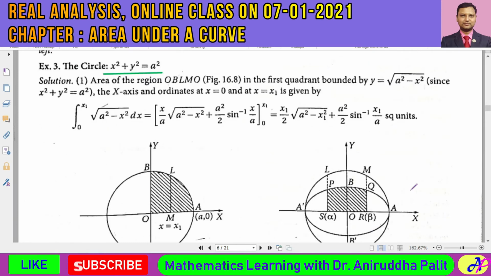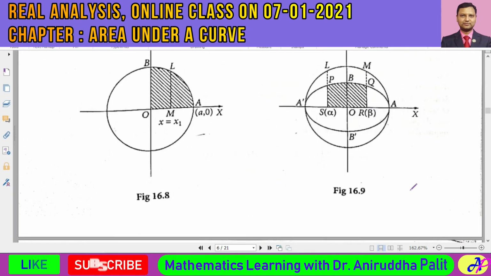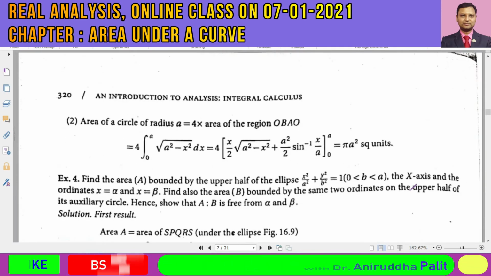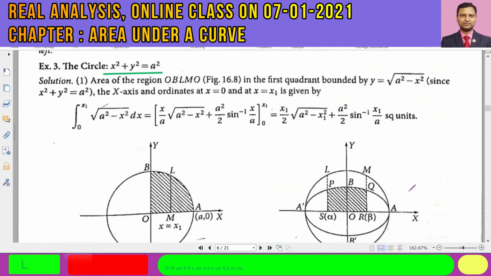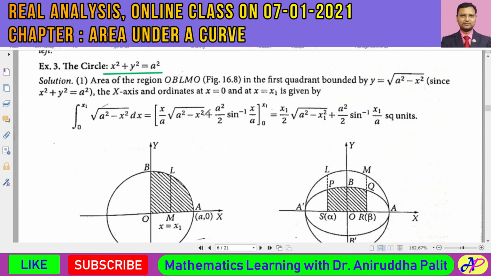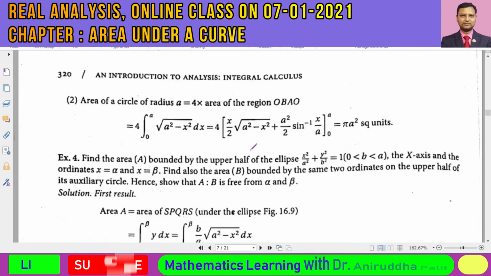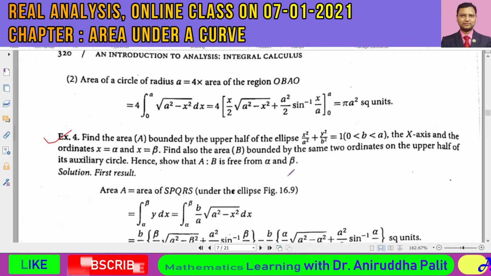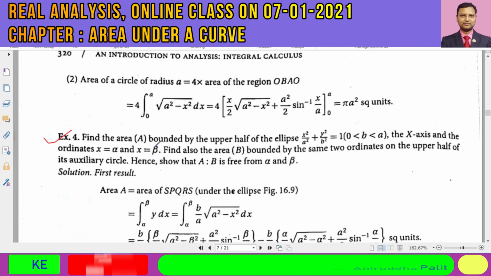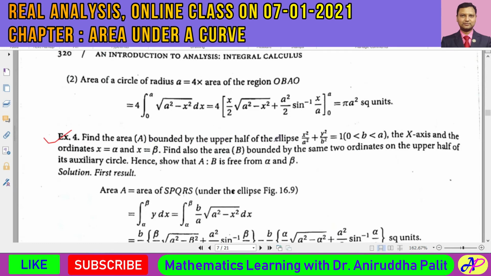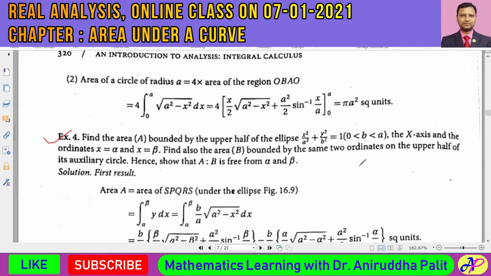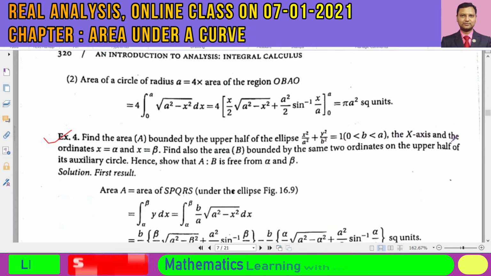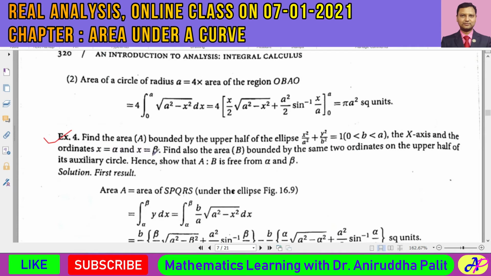You see in this question, where is the question? Area of the region. This same circle is considered over here. Okay, this is question number 4. Suppose we are considering this kind of question. What does it say? It says find the area A bounded by the upper half of the ellipse x square by a square plus y square by b square is equal to 1, the x-axis and the ordinates x is equal to alpha and x is equal to beta.